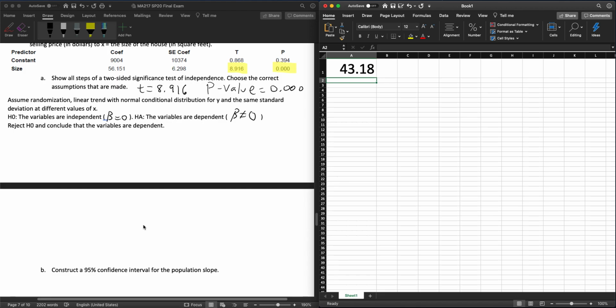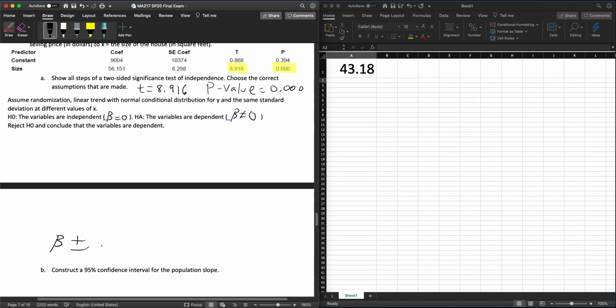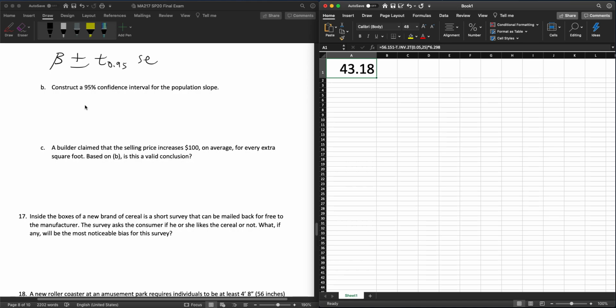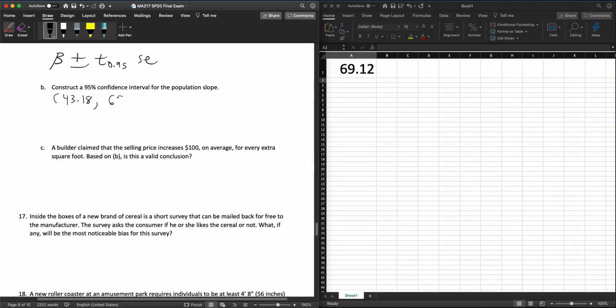So let me very quickly write that equation out that I just used. We took the slope, and we're going to add and subtract the t-score at that level of confidence of 95% times the standard error. Subtracting those values gave us 43.18. And then if we were to add them, just briefly changing my formula to a plus, this gives us a value of 69.12. And that'll be the 95% confidence interval on the slope.